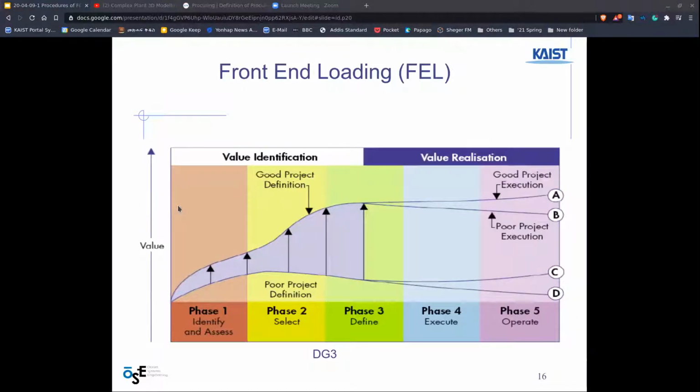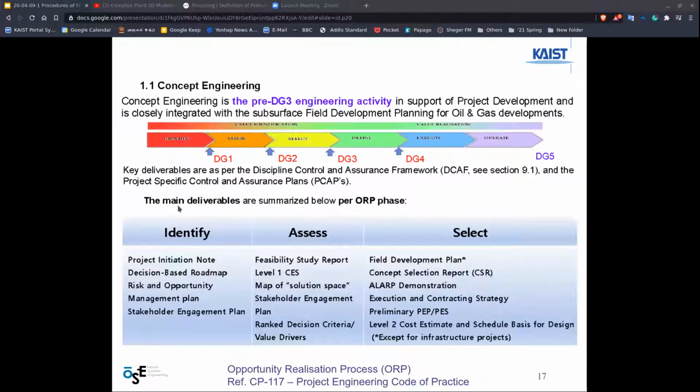This is the same graph as we said before, just enlarged, magnified. And this is concept engineering. This is pre-DG3. DG means decision gate. Pre-DG3 engineering activity in support of project development and is closely integrated with subsurface field development planning for oil and gas developers. So as you can see, there is an identification phase, and there is assessment, and then selection goes on.